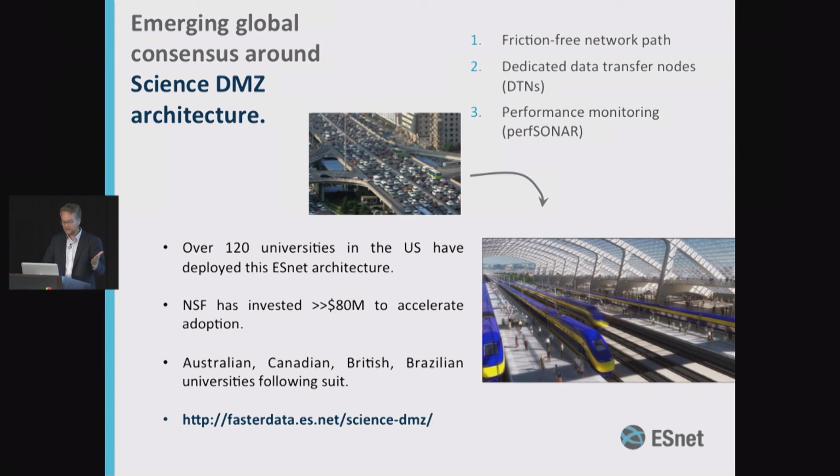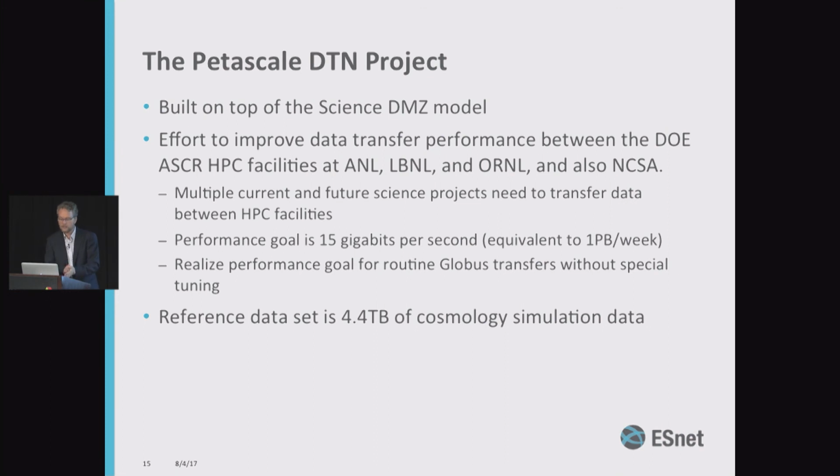But this is widely deployed at this point, which is good for all of us. It's over 100 universities. The National Science Foundation has thrown a bunch of money behind this. It's international as well. There's a URL down there for the portion of our knowledge base site, fasterdata.es.net, that describes the Science DMZ model. That's what helps reliably get around the packet loss that kills your data transfer performance. Once we've got that in place, we can start building things on top of it.